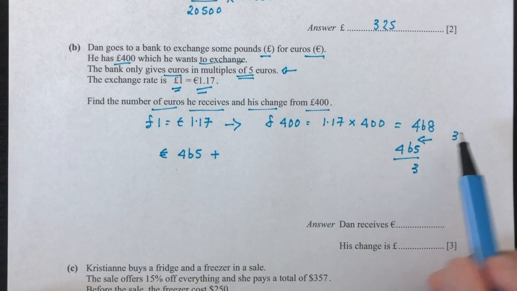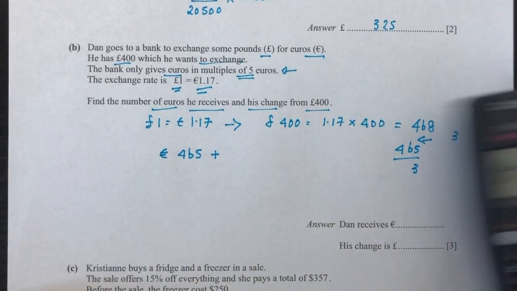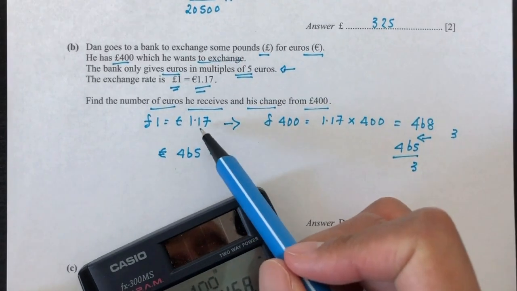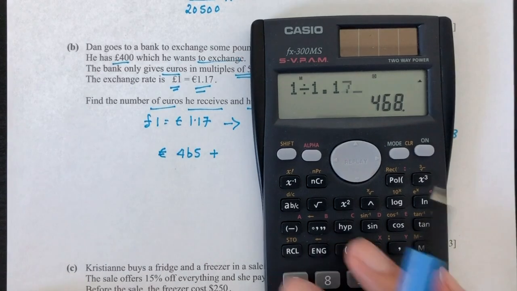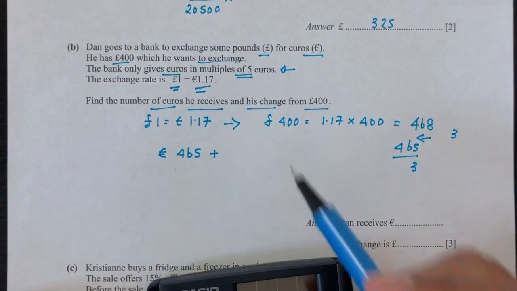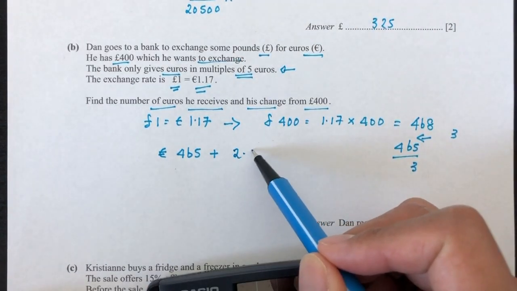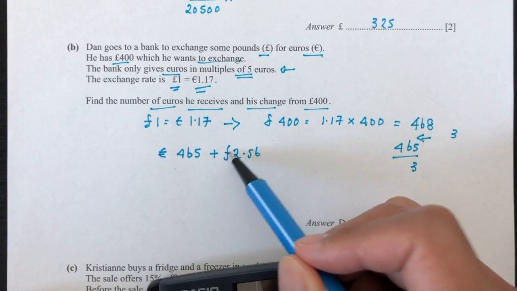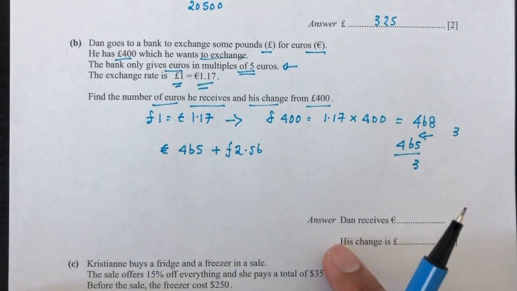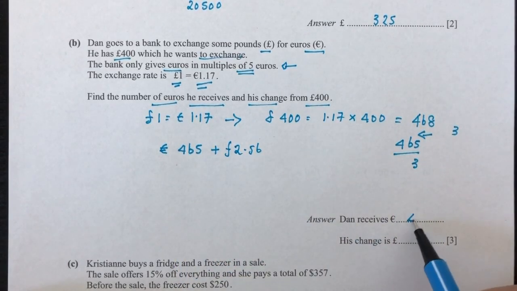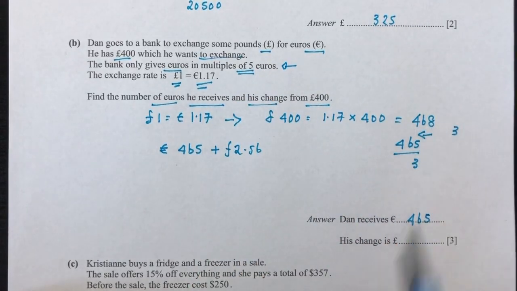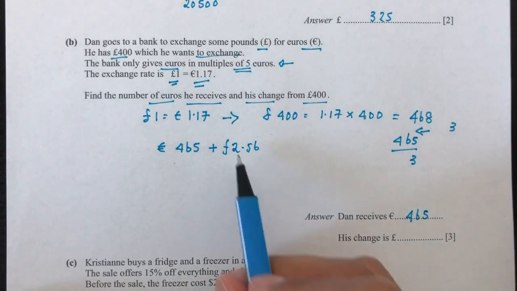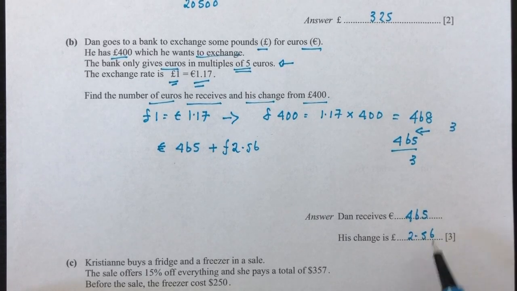So convert the euros back to pounds. Pretty easy. As we know here, this much euros is 1 pound. So 3 euros will be 1 divided by 1.17 times 3. That will be 2.56 pounds. So the answer here, Dan receives 465. So why do we choose 465? Because it is the multiple of 5 euros just before this number. And then the change will be 2.56 pounds.